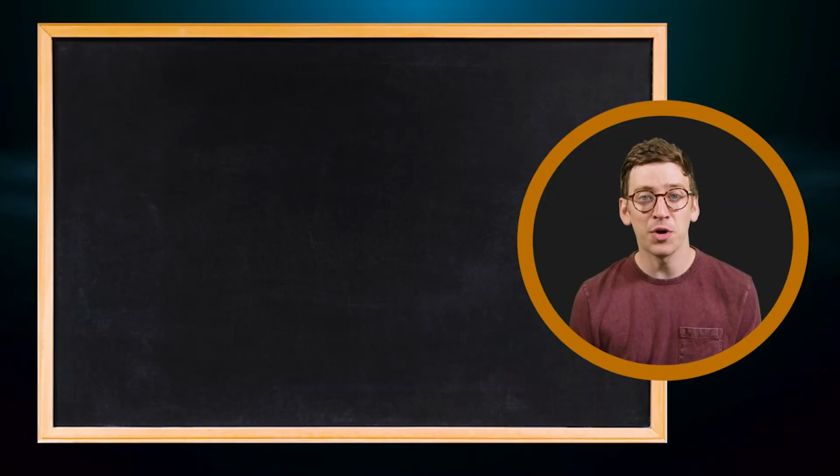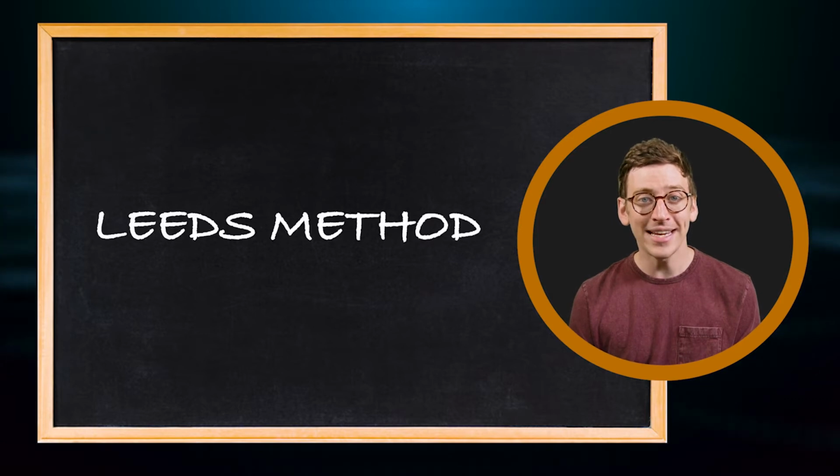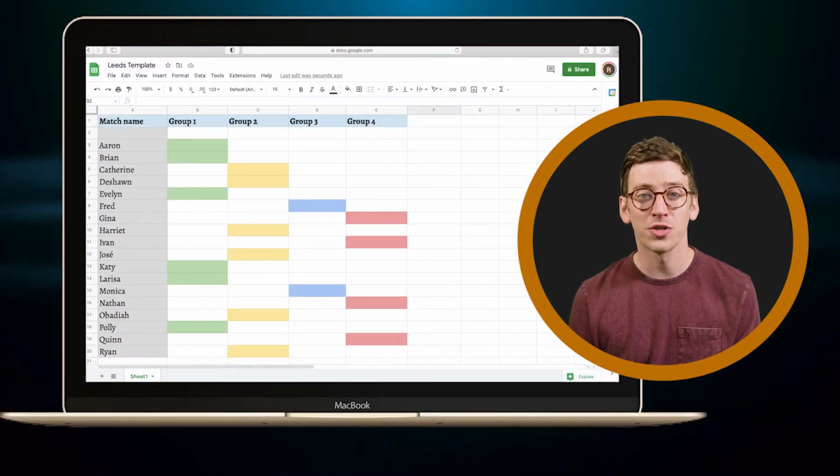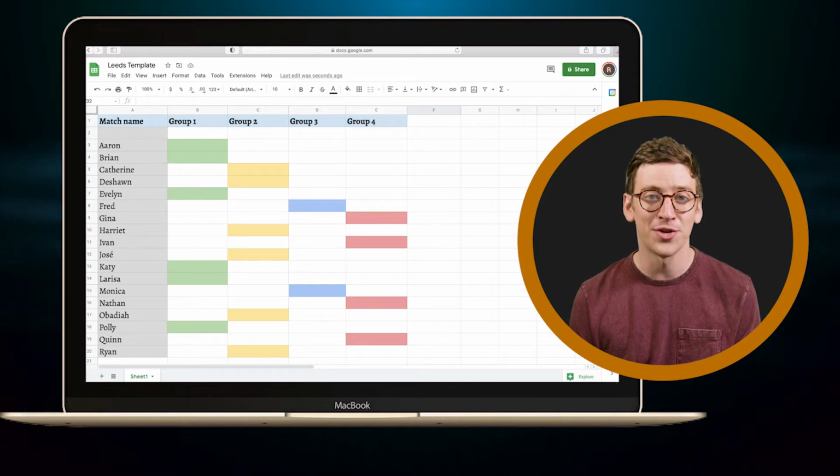If you want to find out how your matches are related to you, the Leeds method is the best and easiest way to sort your matches. A finished Leeds chart will ideally look something like this: 4 colors corresponding to 4 subgroups of your DNA matches, each subgroup representing one of your 4 grandparents. So let's start at the beginning.